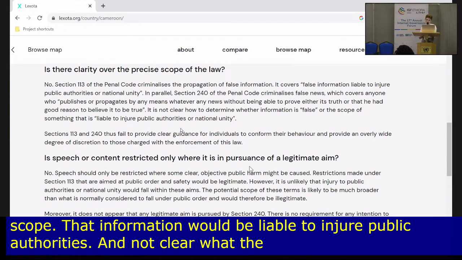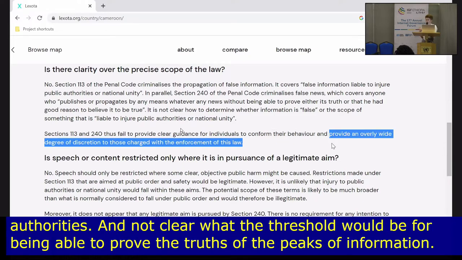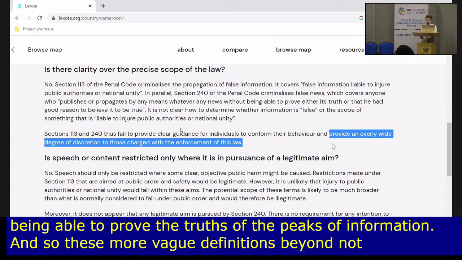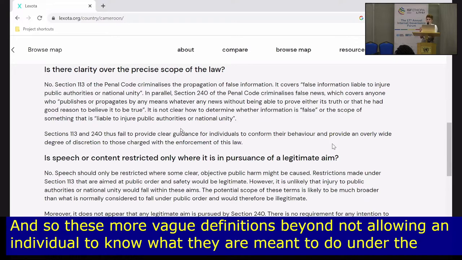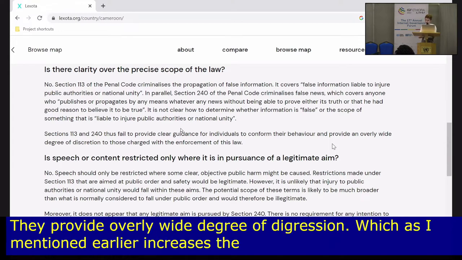And so these vague definitions, beyond not allowing an individual to know what they're meant to do under the law, also provide an overly wide degree of discretion to those who are charged with the enforcement of the law, which, as I mentioned earlier, increases the risks of the law being used for, for example, political censorship.